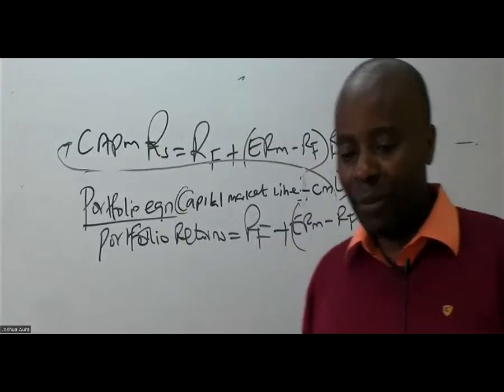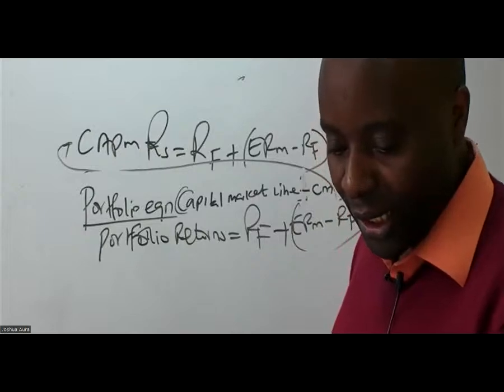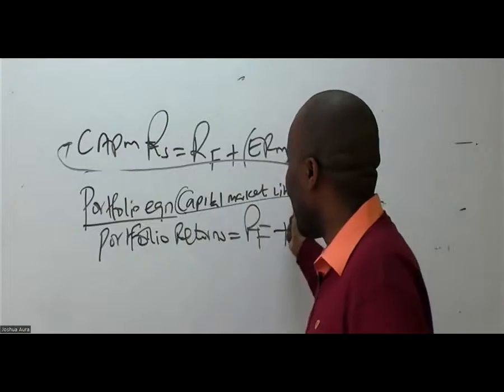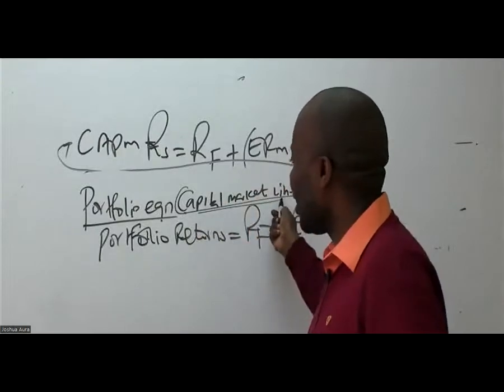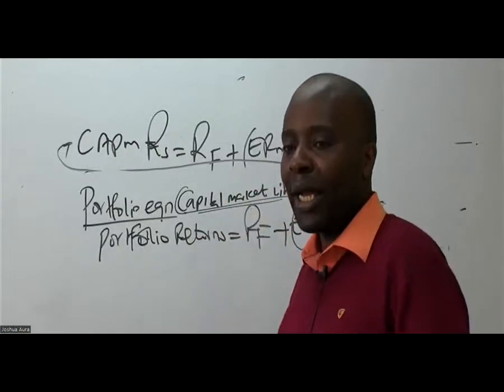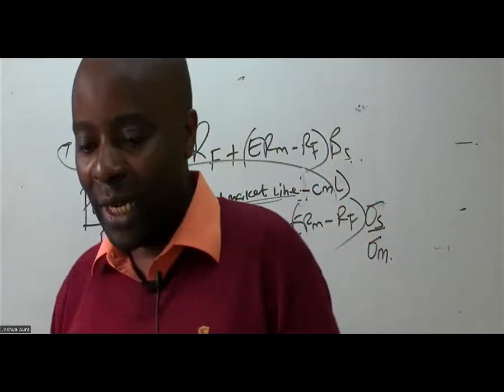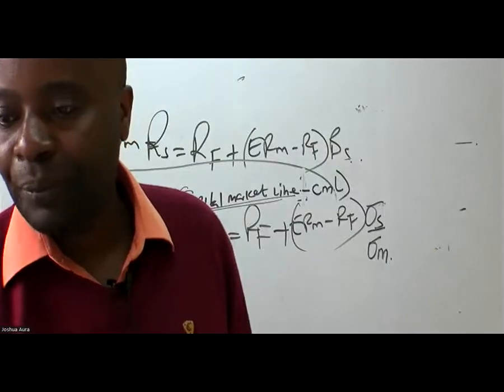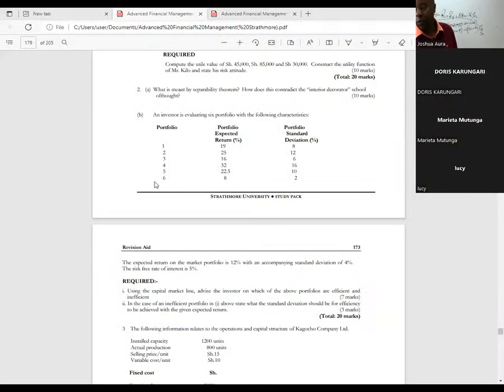Great. So then, ladies and gentlemen, please could you kindly go ahead, because they have told us here to use the capital market line, not CAPM. So I would want us to get the capital market returns of each of these securities. There are 6 of them. Let's get the portfolio returns using this equation.